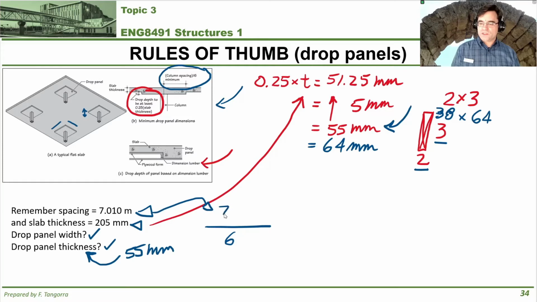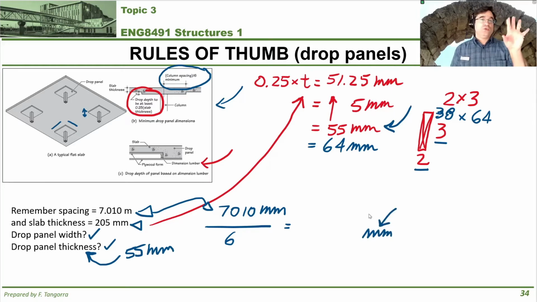So 7,010 millimeters. Now you can do it in meters too if you want, but I like millimeters better because it makes more sense when it comes to calculating these rules of thumb, because that's going to be the same unit I get here. But you can do it in meters as long as you remember that the result is going to be in meters. So, 7,010 millimeters divided by 6 equals 1168.33 millimeters. That's the half width.